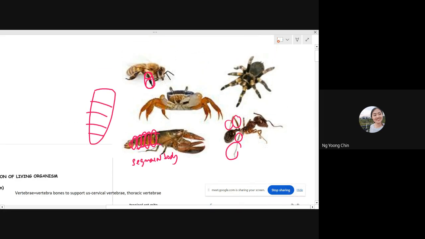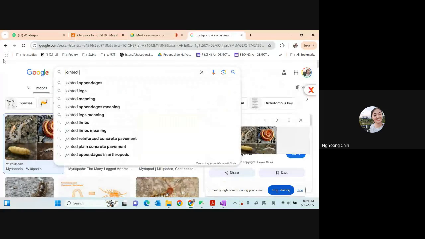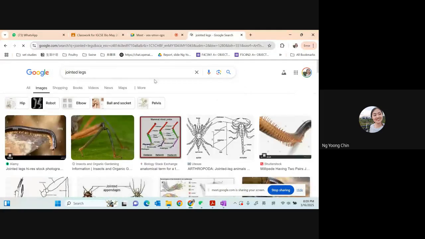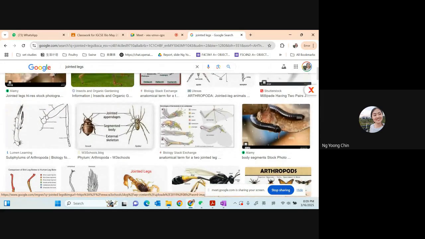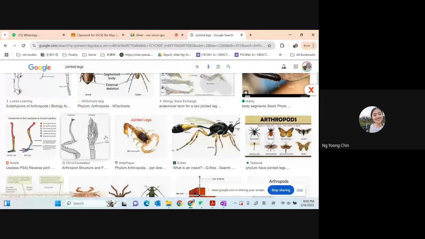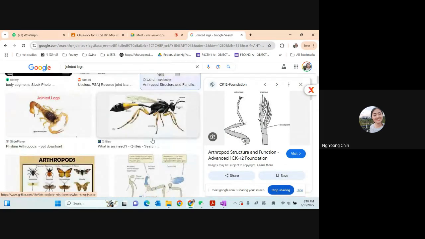In the spider also, you can see this is their leg. It means their leg is divided into many parts, so this is called a joint leg. Or I can show a clearer picture of the joint leg, because in biology I hope you can understand it, not only memorize. You can see this is a pair of legs, and then the leg is divided into many parts, so this is referred to as the joint leg.